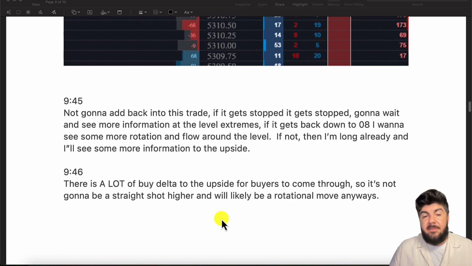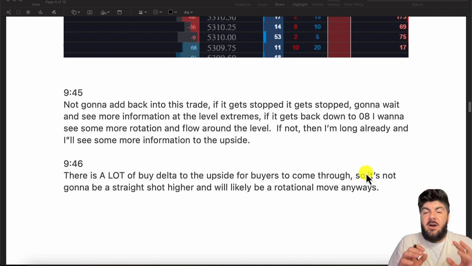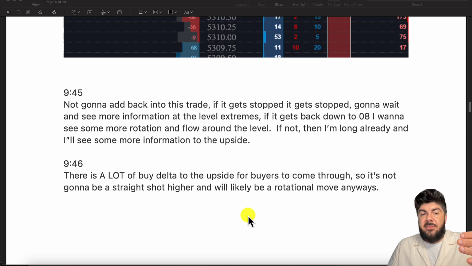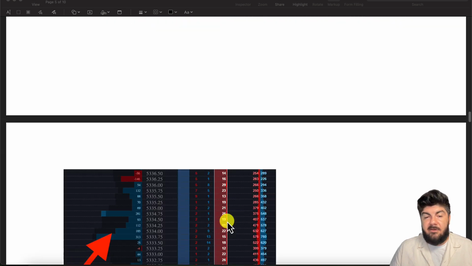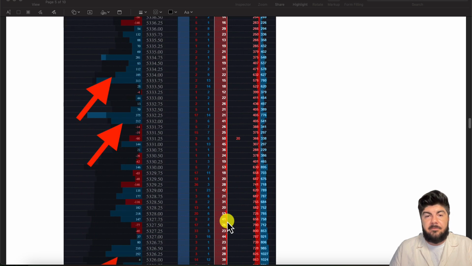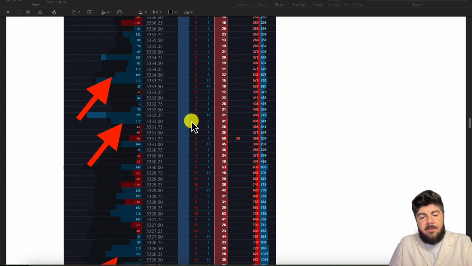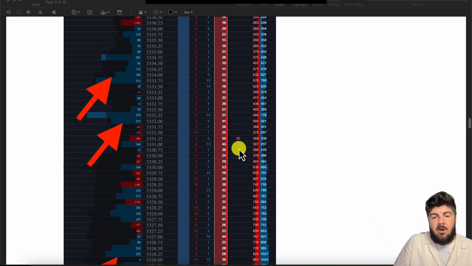All right, at 9:46, I said there's a lot of buy delta to the upside for buyers to come through. So it's not going to be a straight shot higher, and likely will be a rotational move anyways. So I'm just filling in the thought from 9:45, the minute before it. So if we scroll down this document, you'll see what I'm talking about here, and this becomes very important. These are the deltas or the levels at which there are a lot of buyers. So the price is somewhere here below.